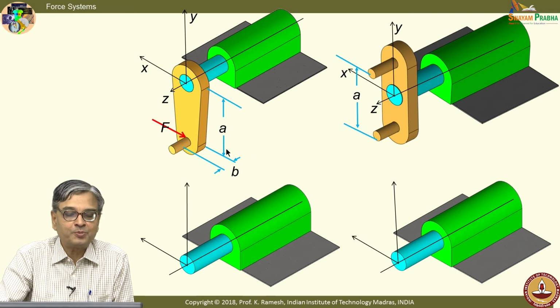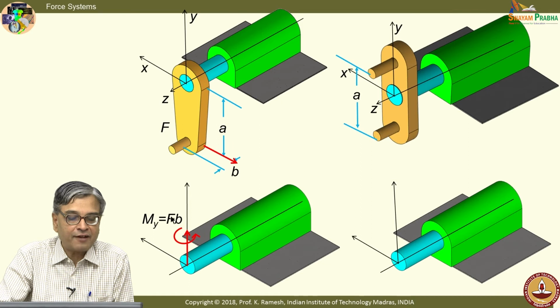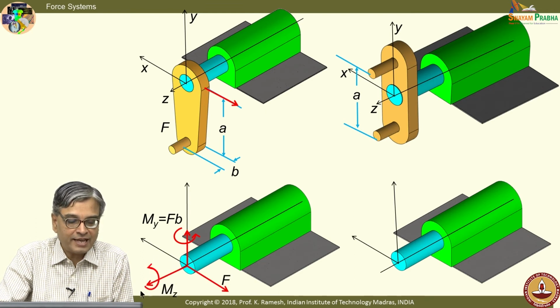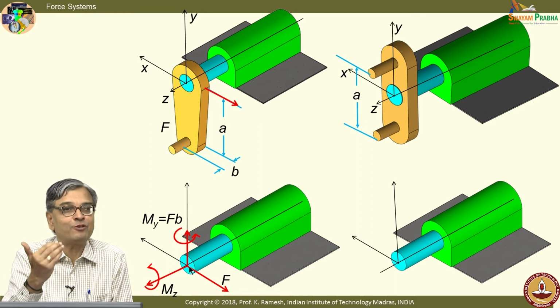I will use the principle of transmissibility to translate it like this. Then I move this force to this place. Moving the force from this position to this position would give me a couple here. The value is F into b, and moving this force will give me a rotation. This is my ultimate aim, but I would have My equal to Fb, Mz as well as a force acting on the shaft. Right now, it is not clear. I will take up the next slide and then explain it back.